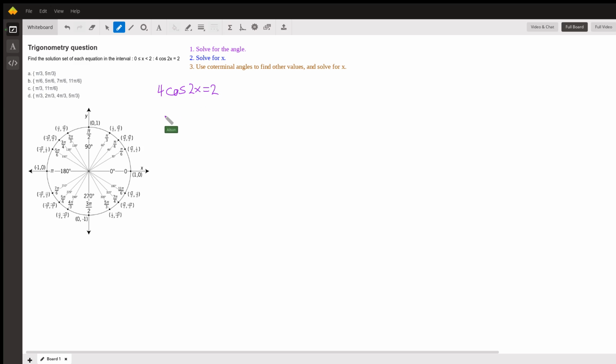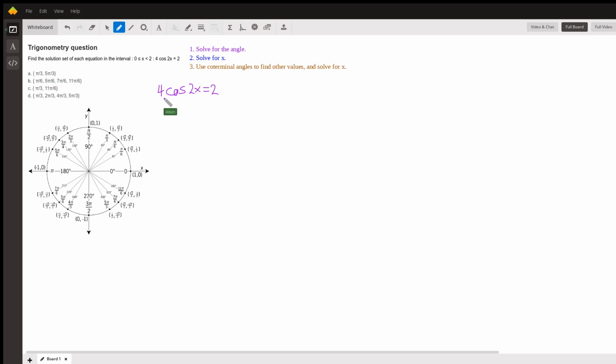I have here 3 simple steps. The first one is solve for the angle. Then we're going to solve for x, and there's going to be more than one solution. And then we're going to use coterminal angles to find the other values for the angle and also solve for x. I have here a unit circle, which hopefully you've memorized or at least familiar with, and we're going to use that throughout the lesson.